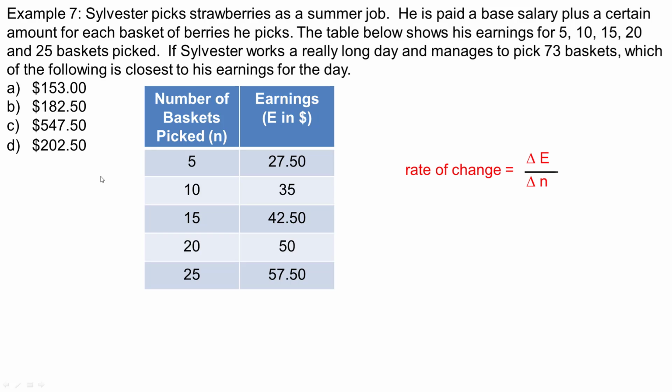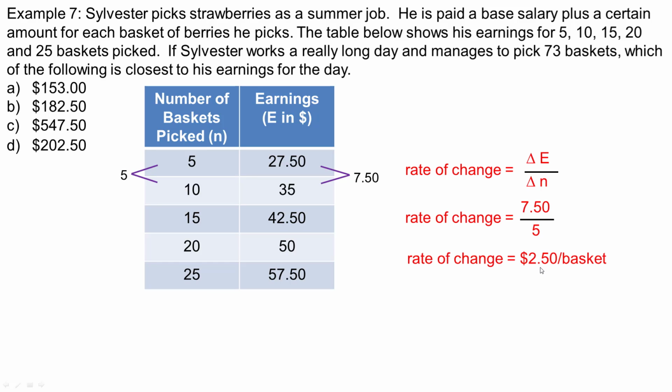The first thing I'm going to do is calculate the rate of change. The rate of change would be the change in the earnings divided by the change in the number of baskets picked. For example, from here to here, this has gone up 5 baskets. And notice from $27.50 to $35, he's increased by $7.50. So we fill in $7.50 for the change in the earnings and 5 for the change in the number of baskets he picked. If you divide that, he's making $2.50 per basket of strawberries he picks.